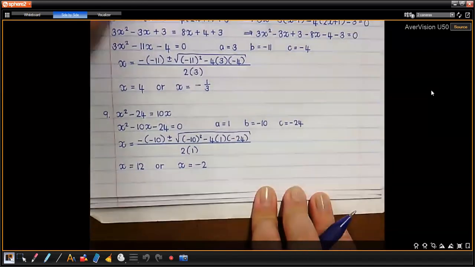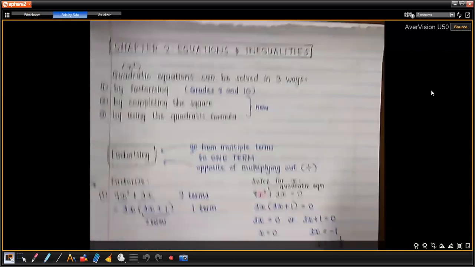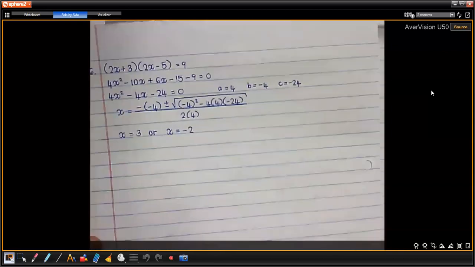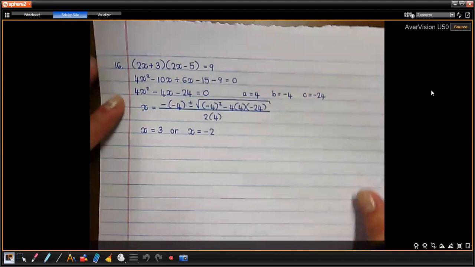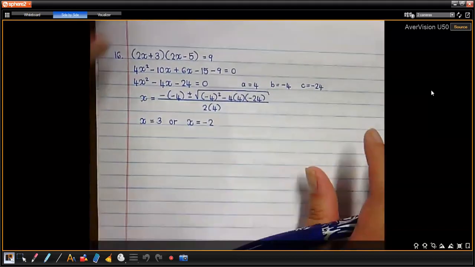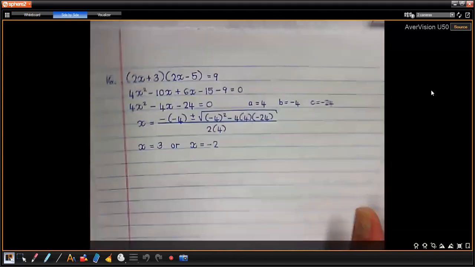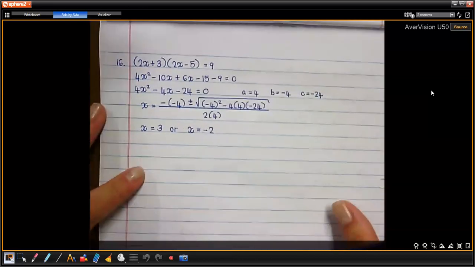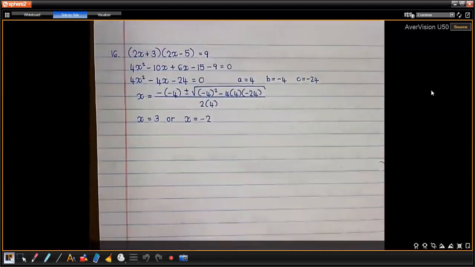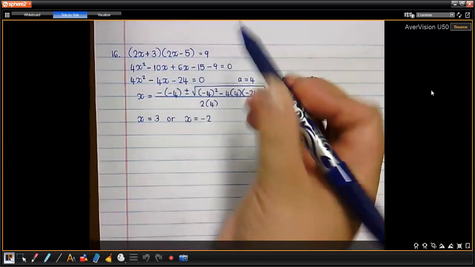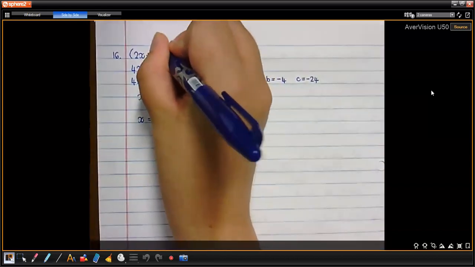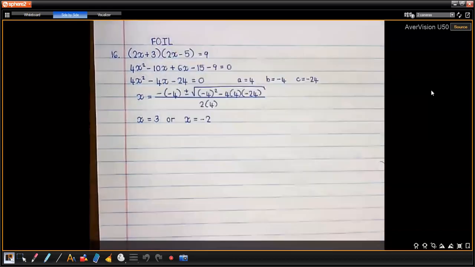Okay, let's look at the next one. Last one actually, number 16. For number 16, we hopefully see that we have a binomial multiplied by a binomial. Remember for that, use FOIL, right? So that is what I did.